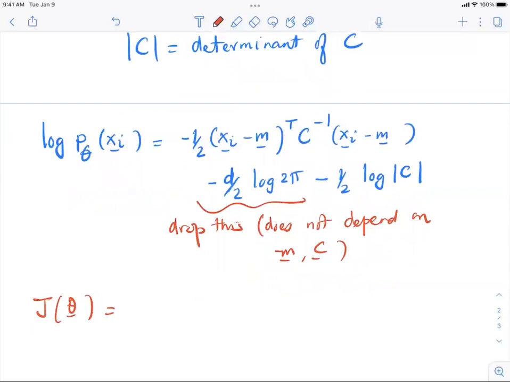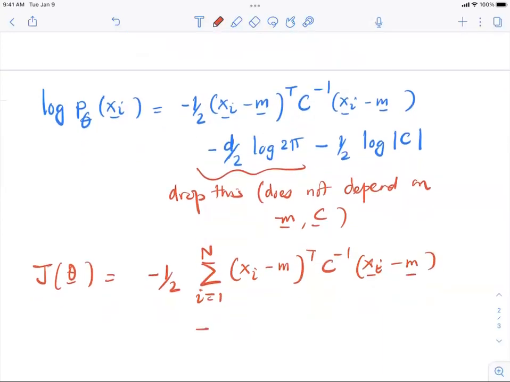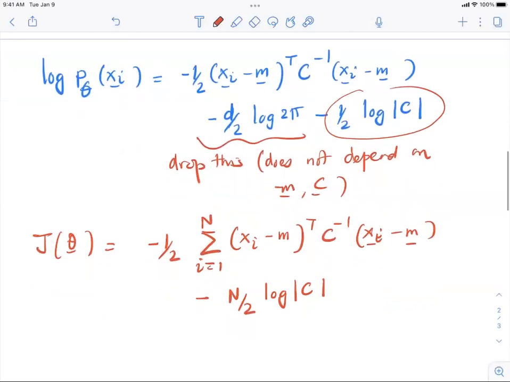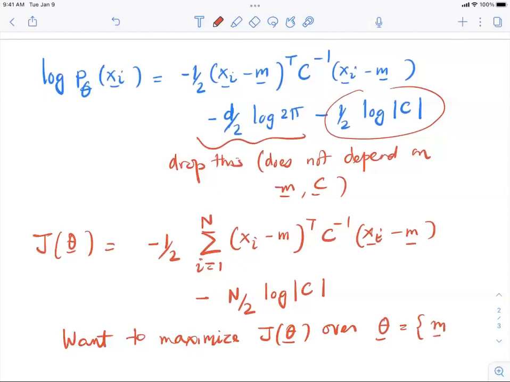So what is that? Minus half times the sum, i equals 1 to n, of (xi minus m) transpose C inverse (xi minus m), minus, and now I have this term that is being added up capital N times for the n data points, so minus capital N over 2 log of the determinant of C. And we want to maximize this J of theta over theta, which is of course m and C.